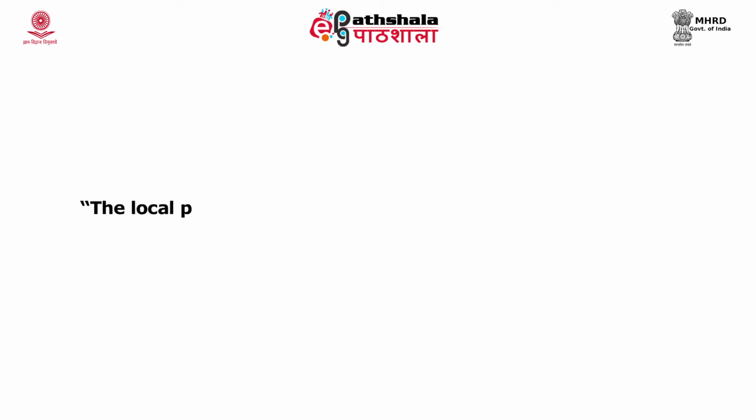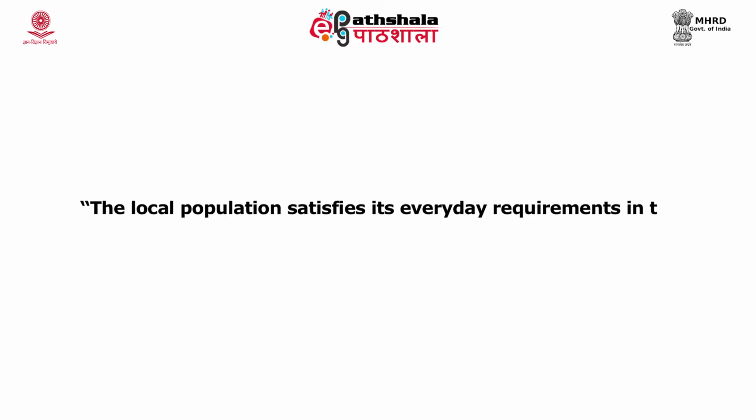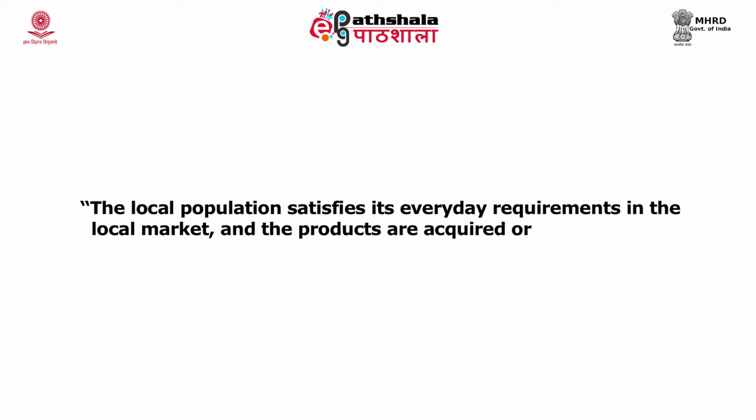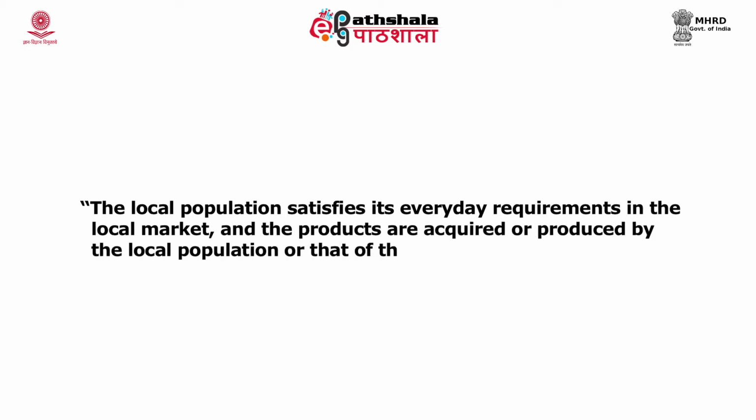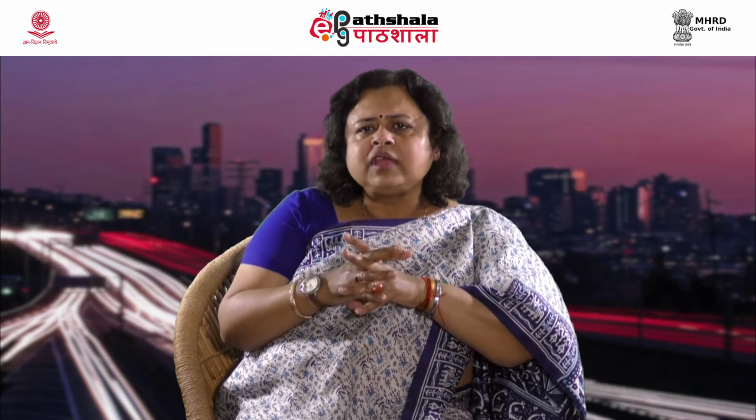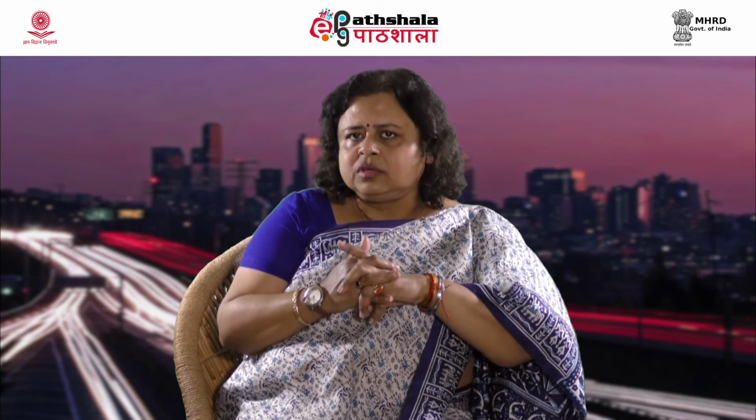Next, we come to the inhabitants. When we say that, should I quote Weber? By quoting Weber, I have to state that the local population satisfies its everyday requirements in the local market, and the products are acquired or produced by the local population or that of the immediate hinterland. So, there is this talking about the production and the associated marketing of the produce, therefore, the production and the consumption. So, the economist gives us this perspective.